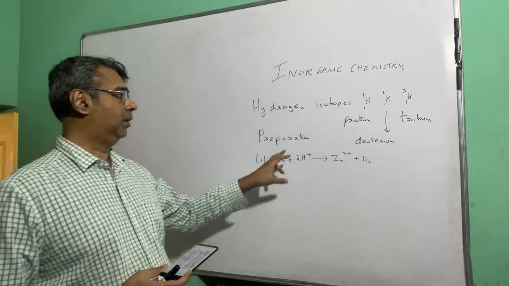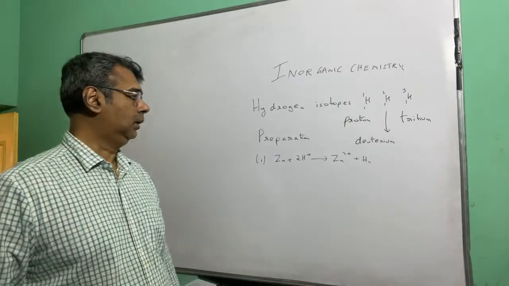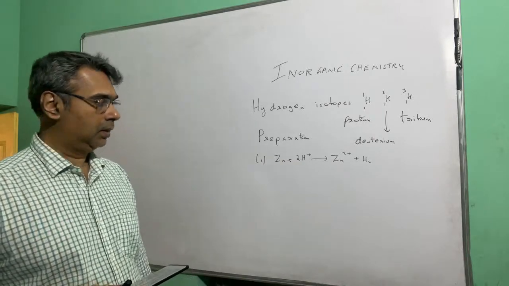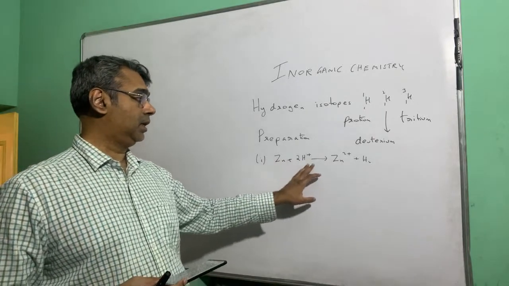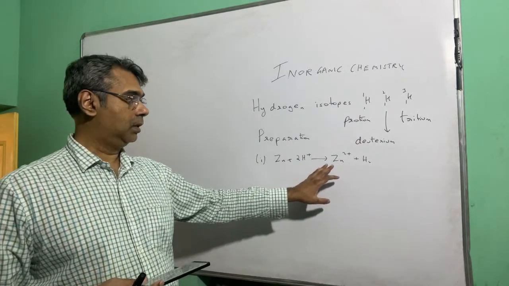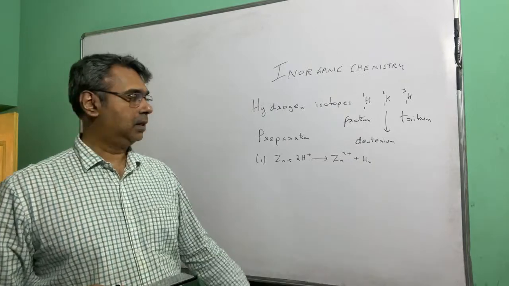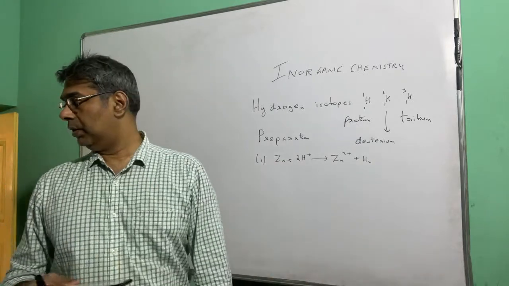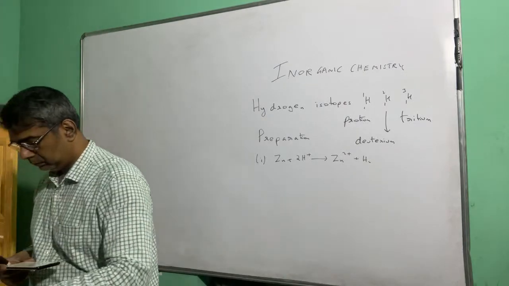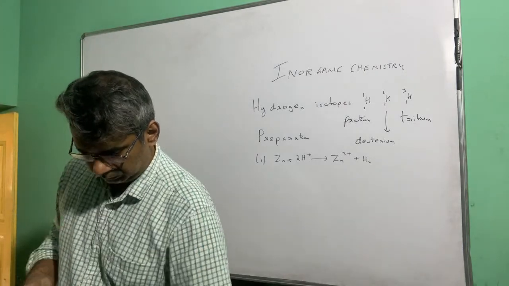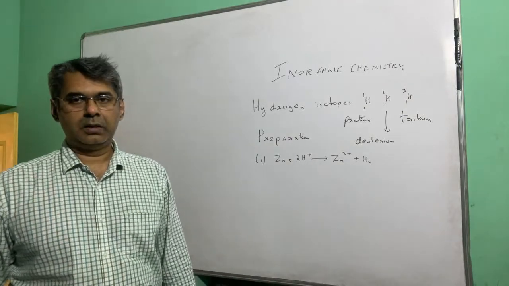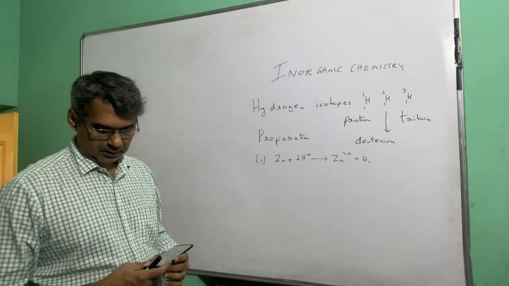So then we come to preparation of hydrogen. Zinc plus dilute acid is giving zinc salt plus hydrogen gas.